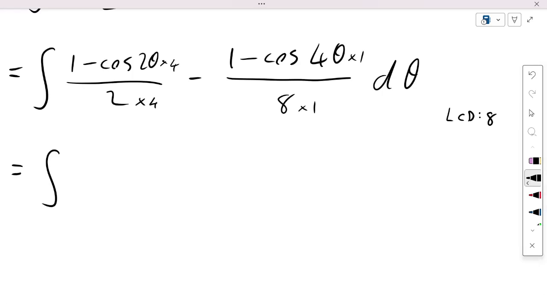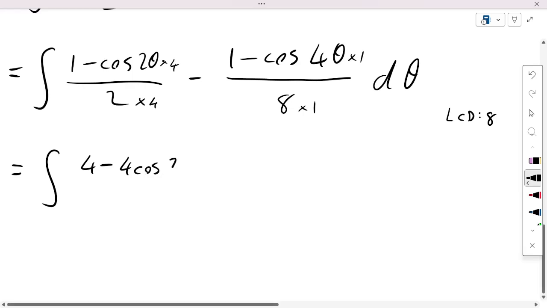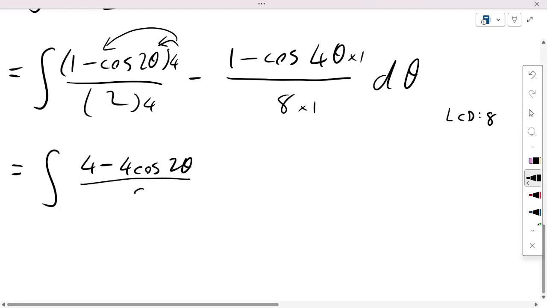Okay, so then this will give us an answer over here of 4 minus 4 cosine of 2 theta. The reason why is I'm just multiplying the 4 into the terms already. Basically, it looks more like this actually, where we are multiplying the 4 into both of these terms here. Okay, and then we're going to have divided by 8 minus, and then we're going to have (1 minus cosine 4 theta) divided by 8, because we didn't really change anything there.